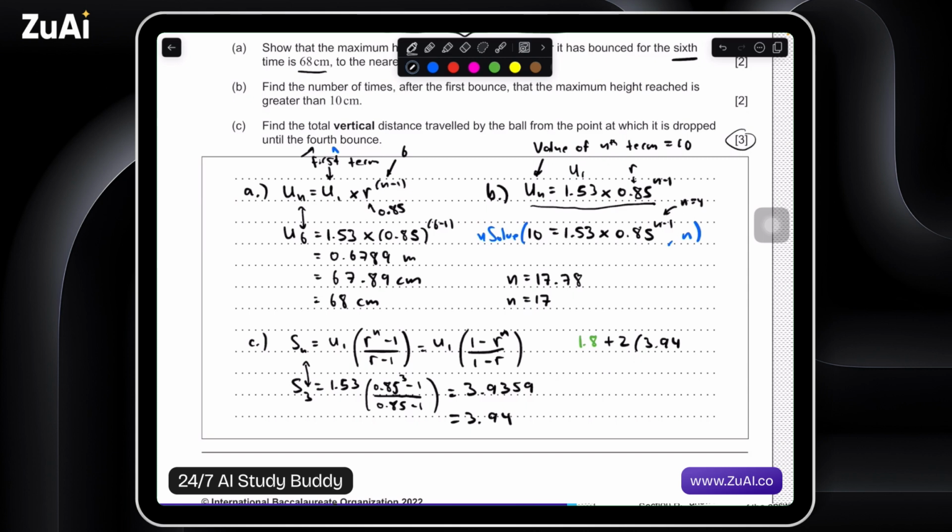I'm actually going to write out all of the digits, because we don't want to round to 3 sig figs until the question is over at the end. So 3.9359. Let's work that out on my calculator beside me: 3.9359 multiplied by 2 and then add 1.8. This gives us 9.67 meters. It doesn't ask for centimeters or meters, so we can just keep it like that.